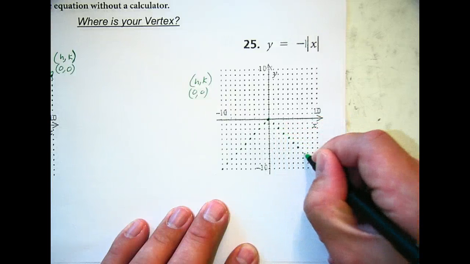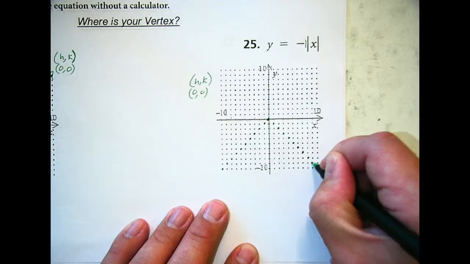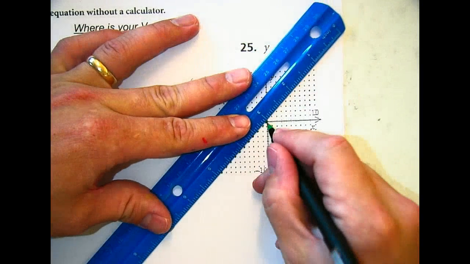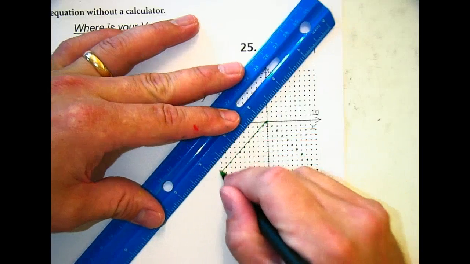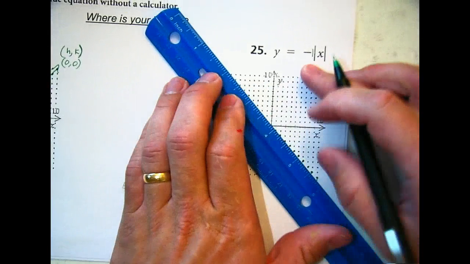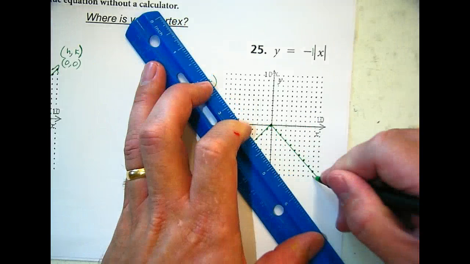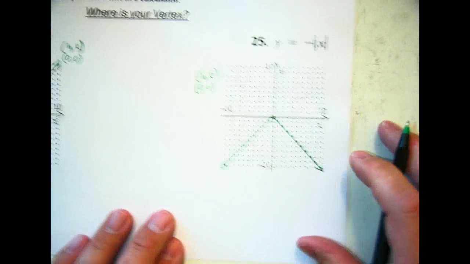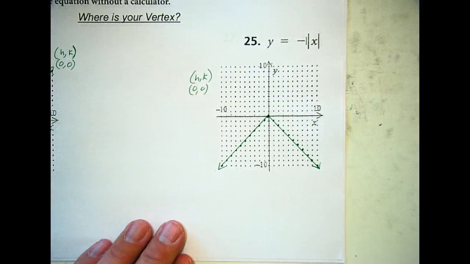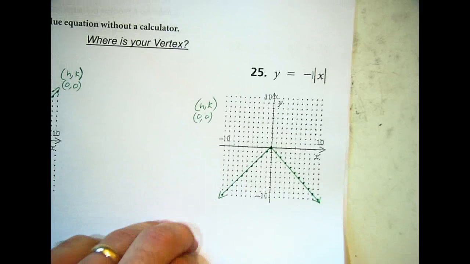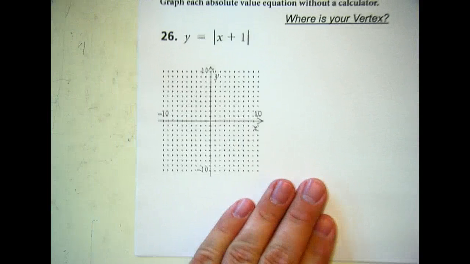Okay, one of our goals will be for you to be able to use patterns the rest of the day to graph these absolute value ones. Okay, the first two are pretty darn easy. They're your parent function, the parent function and its opposite. Okay, any questions on that? Okay, let's move on. Let's look at 26.